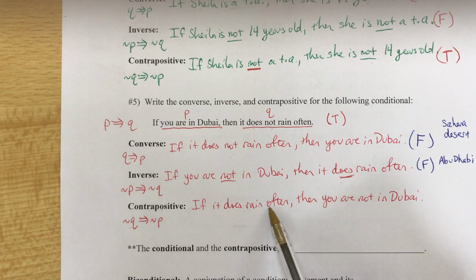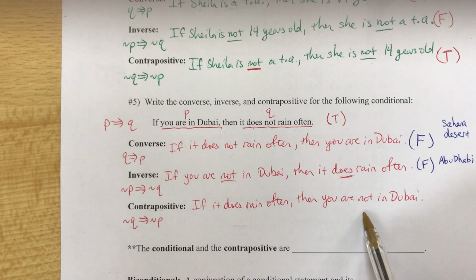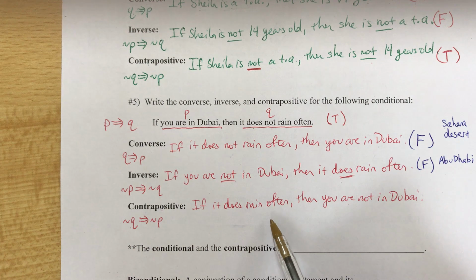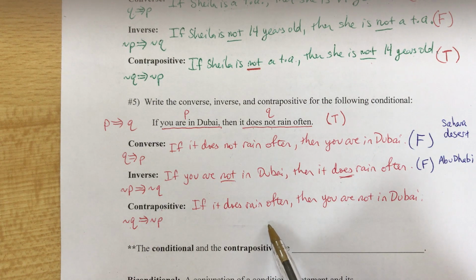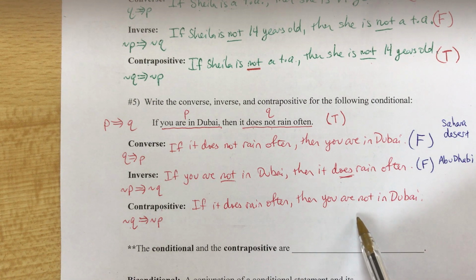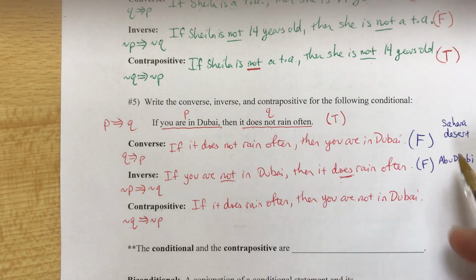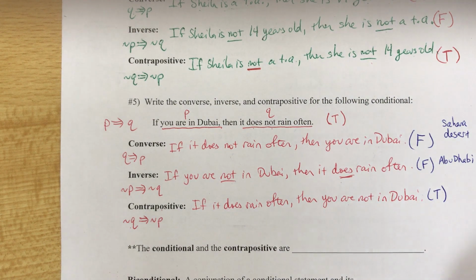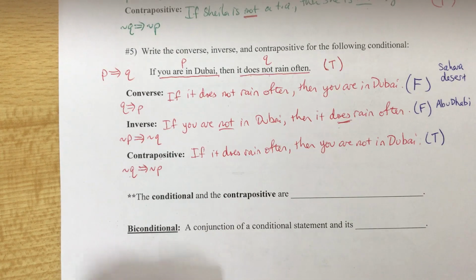If it does rain often, then you are not in Dubai. Now, if it rains often, there's no way that you can be in Dubai. That is a true statement. That is true. Okay, so this is the last part of the lesson.